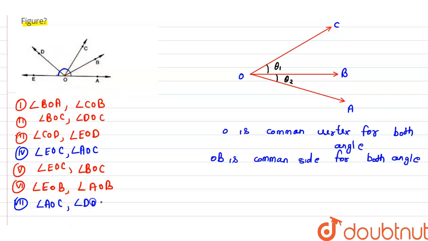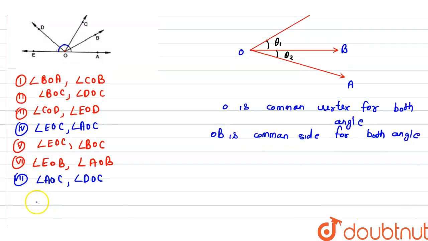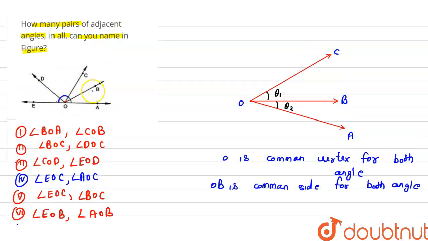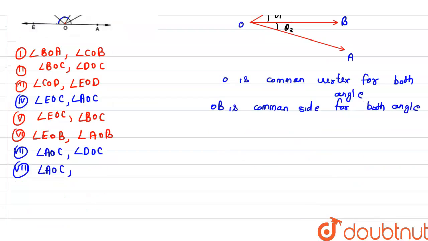Further, the next pair of adjacent angles is angle AOC and angle EOC. Here there is a common vertex O and the common side OC. So angle AOC and angle EOC is also a pair of adjacent angles.